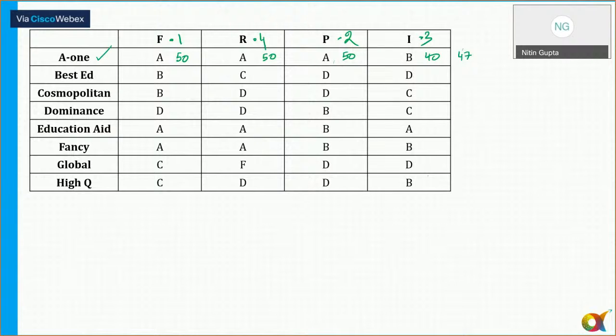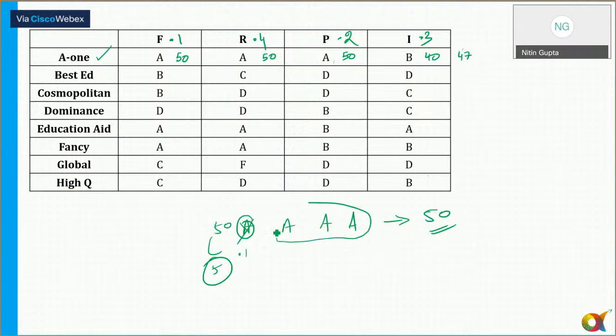If you look at it smartly, if all four values are A, I'll get a total score of 50. If all are B, I'll get a score of 40. If one of the A's is missing, the minimum possible weight is 0.1, that is 50 into 0.1, so I'll lose 5 marks. So if 3 A's come out of four, the score will be 45. And if in place of an A there is a B, that is 40 into 0.1, which is 4, then the score will be 44.